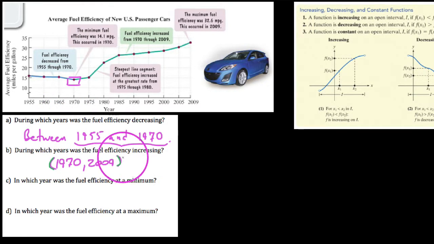So when we talk about increasing and decreasing, rule number one is we always talk about input values. We're using x values to describe this. And we always use open intervals. We'll never use closed brackets on increasing or decreasing.